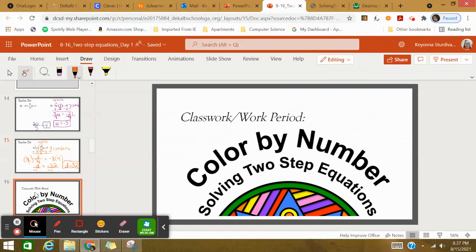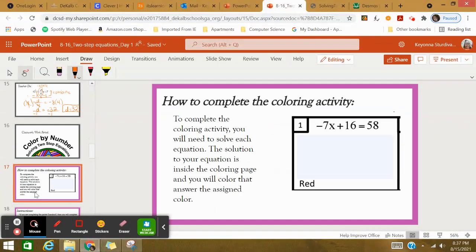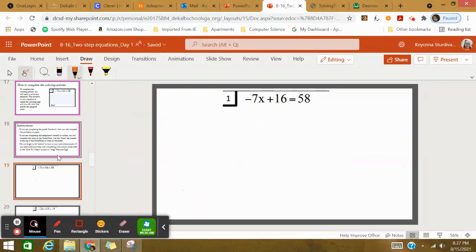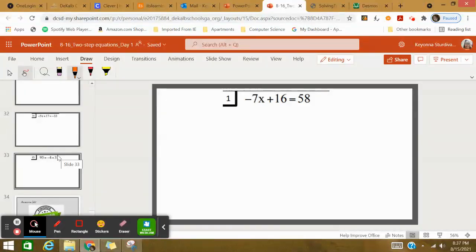Okay, so the color by number, if you are trying to complete this activity, basically what you're going to do is solve each of the equations, and the solutions to your equations will be inside the coloring page, okay? I am going to write the answers on the board. If you are completing the assignment online, then you will just click the draw tab like I showed prior. But again, click the draw tab. You can change the pen color, and then you can actually just show your work on the slide. I snipped every question.